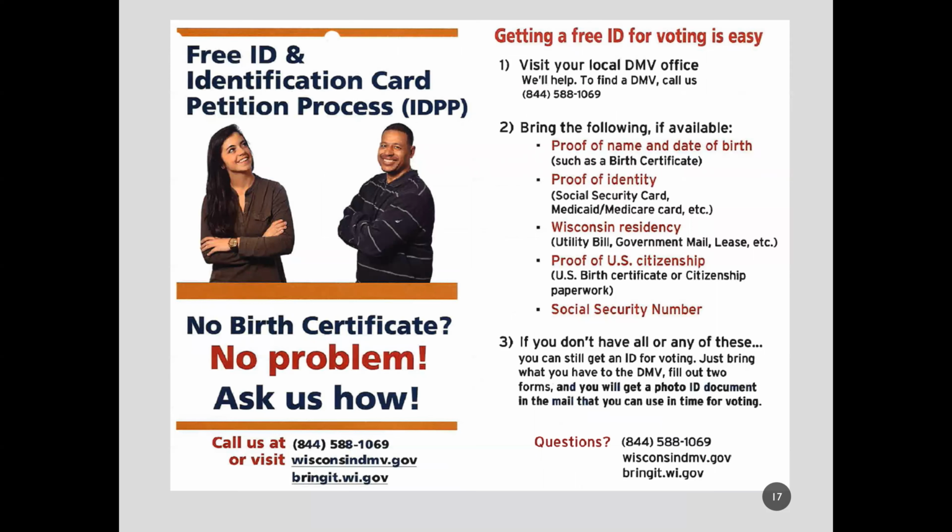This next slide is the IDPP petition process document. This is in the Chief Inspector binder and must be given out to any voter without a photo ID present on election day wishing to vote. This will help them go to their local DMV and get an ID for the purpose of the election only.